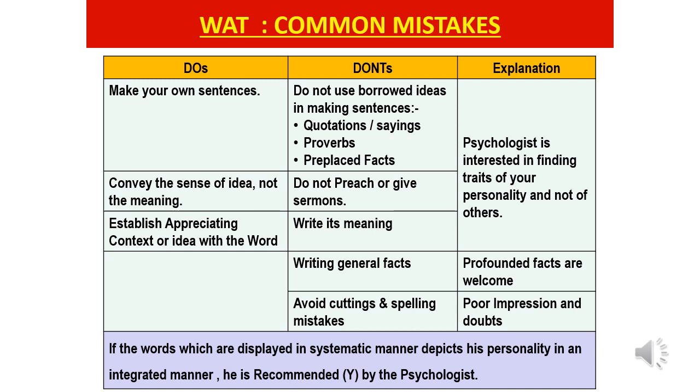Second, candidates are advised not to write general facts reflecting their knowledge. However, profound facts are welcome, which show the intelligence level of the candidates. However, these facts should be very specific and they should bring out a certain knowledgeable quality about the candidate. While attempting the word association test, candidates are requested to avoid cuttings and spelling mistakes because it gives a poor impression and creates doubts in the mind of the psychologist for your recommendation. To conclude, if the words displayed in a systematic manner as per the four form factors depict your true personality in an integrated manner, the psychologist is likely to recommend you further.